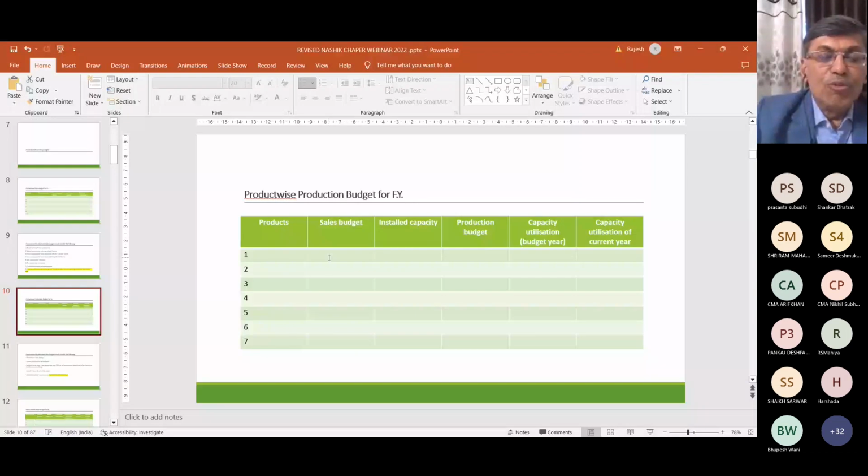Now this product wise sales budget will be followed by the product wise production budget. In that case, it will be installed capacity, the production budget, the capacity utilization for the budget year, and the capacity utilization of the current year up to the period or of the previous period. This capacity utilization insists on 100% capacity utilization, which is a better option for the management, because it will lead to the optimal utilization of the given resources.